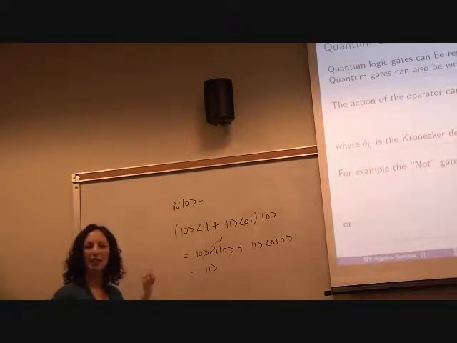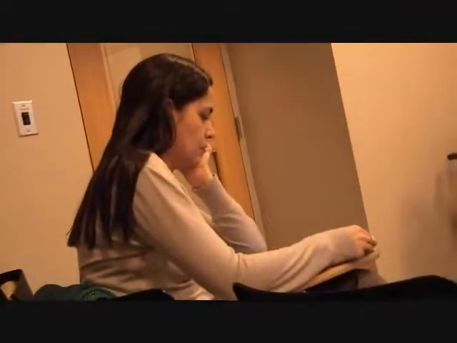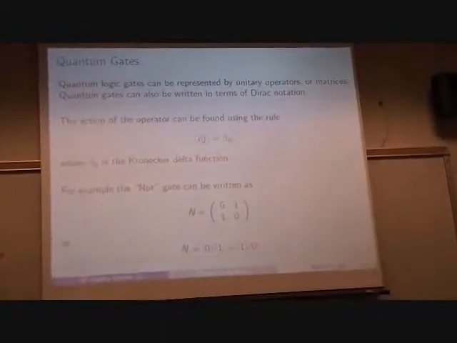And this is how we operate. And so this is a very basic example, but later on, our operators are going to be expressed two ways, either as matrices or in Dirac notation. And when we operate with them in Dirac notation, they work exactly like this. Very simple rule of the Kronecker delta.